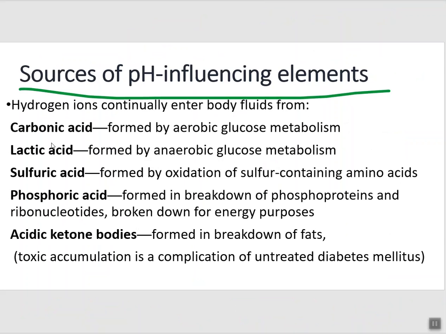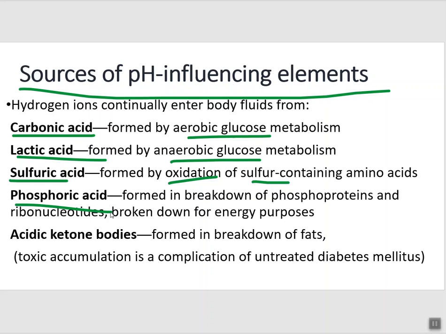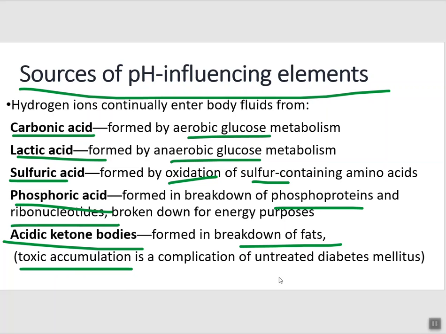Hydrogen ions we're getting continuously. Carbonic and lactic acid by aerobic and anaerobic glucose metabolism. Sulfuric acid, we oxidize some of the sulfur-containing amino acids. Phosphoric acid, breaking down phosphoproteins, ribonucleotides. Acidic ketone bodies, breakdown of fats, and especially get a toxic accumulation in untreated diabetes mellitus. That's what DKA is, diabetic ketoacidosis.